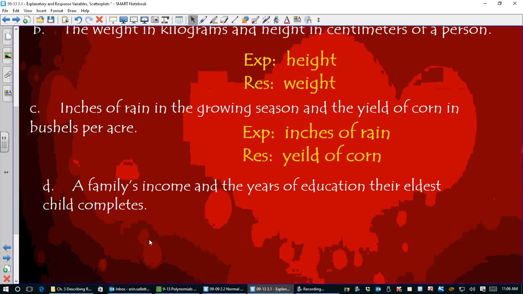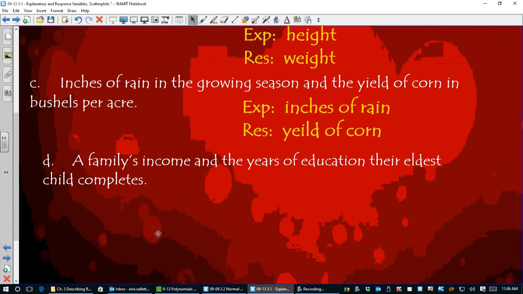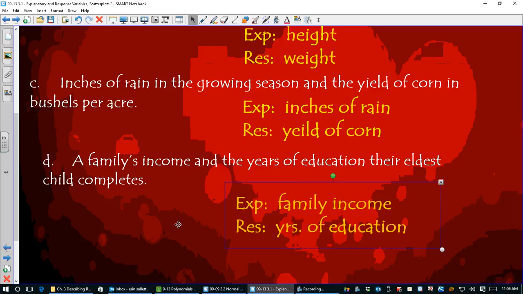Finally, looking at D, a family's income and the years of education their eldest child completes. Okay, this is looking to determine the relationship of, does a family's income have a relationship with the education level of the children. So the income would be used to explain the years of education that a child completes.